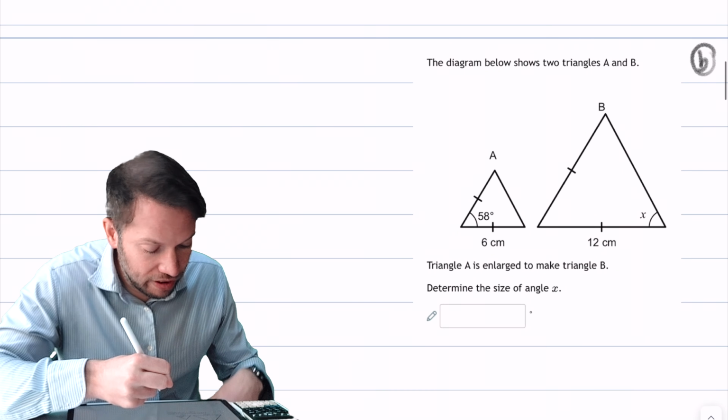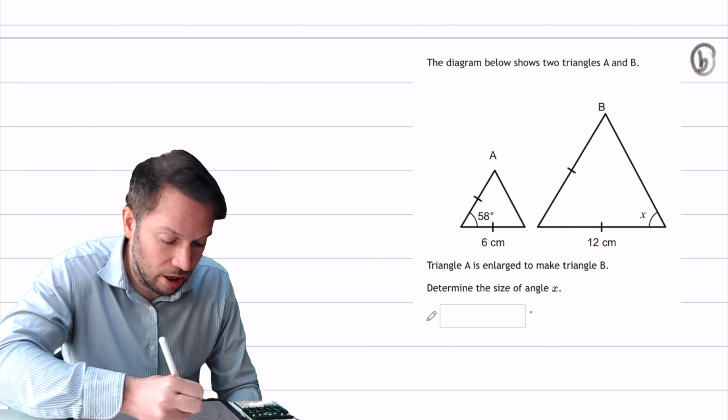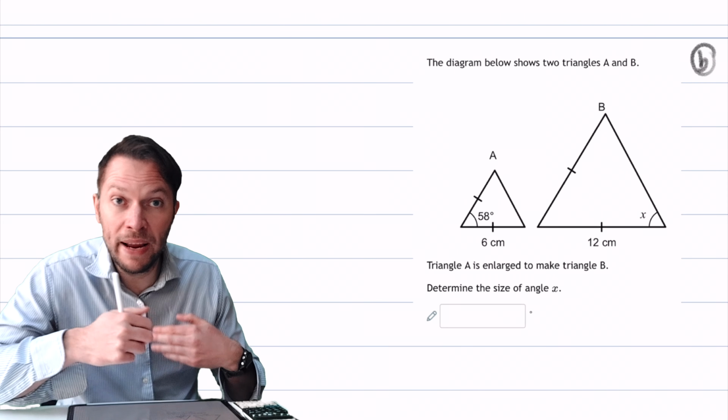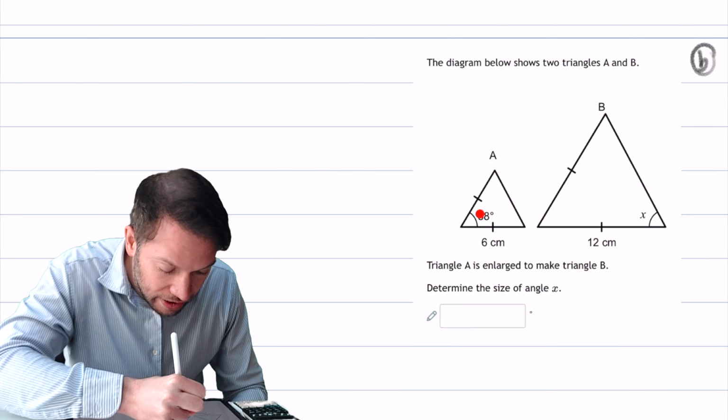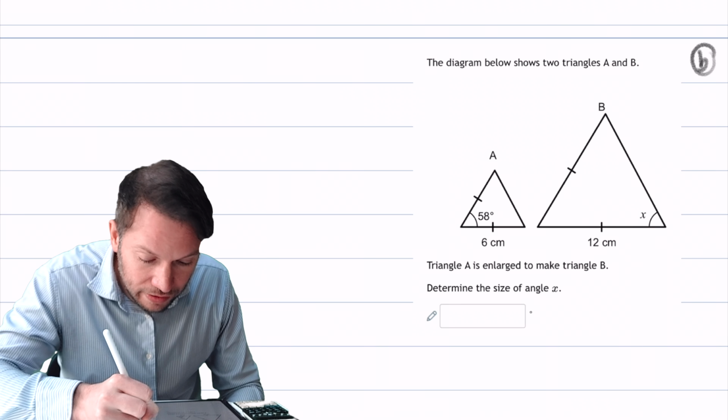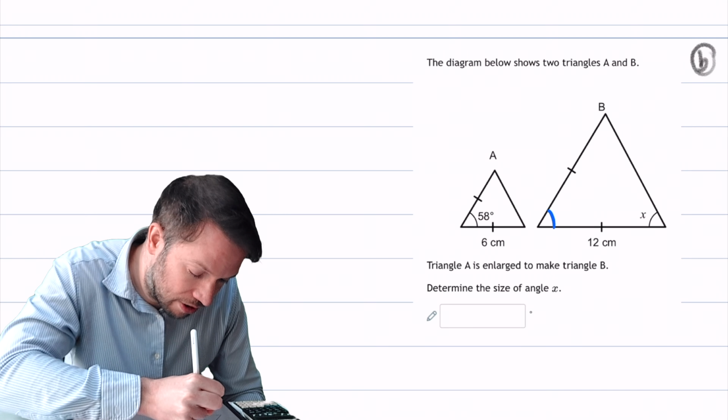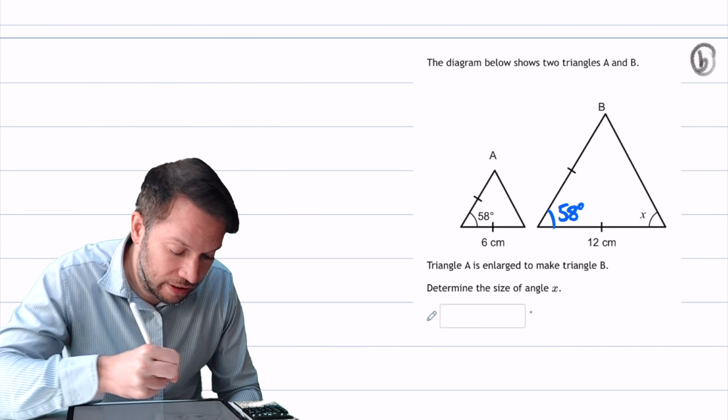So the same principle is here. This triangle is enlarged to become this one. It remains the same shape, it just becomes bigger. So this 58 degrees here must be the same as this angle here, because the angles remain the same.